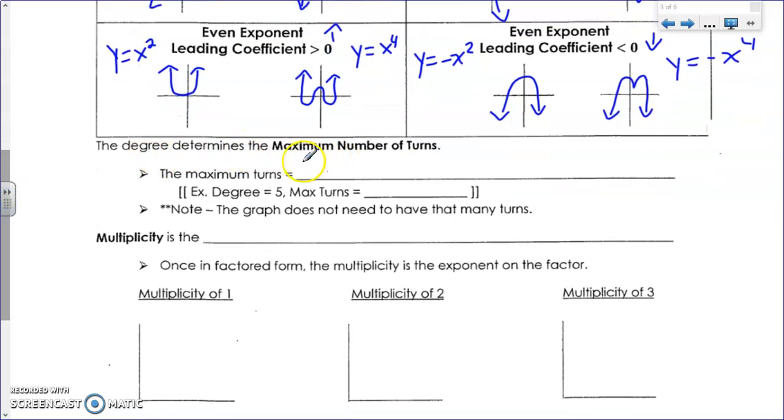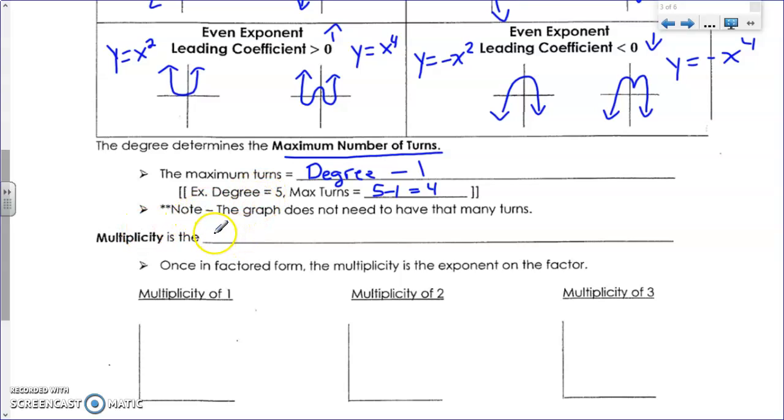The degree determines the maximum number of turns. The maximum number of turns equals the degree minus 1. So if the degree is 5, 5 minus 1 equals 4. The graph does not need to have this many turns. That's the maximum number of times it can turn.